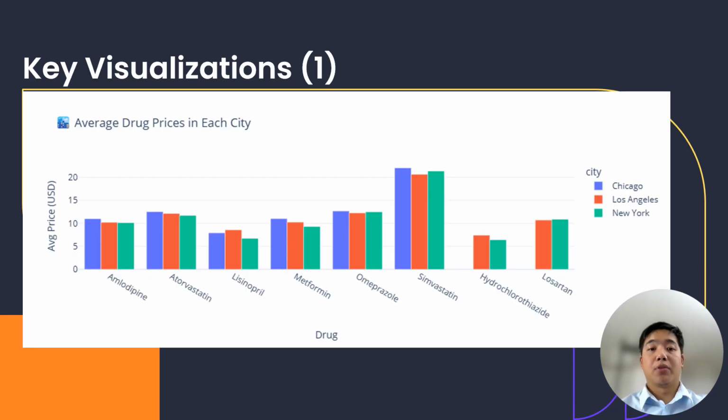So now I'm in the exploratory data analysis section. For the key visualization, I have decided to include this bar chart, which compares the average prices of commonly prescribed drugs across listed cities, which are Chicago, Los Angeles, and New York. We can see that certain drugs like simvastatin show consistently higher prices across all three cities, while other drugs like hydrochlorothiazide remain relatively low. And what this indicates is that this helps to identify both geographic price stability and variation as well.